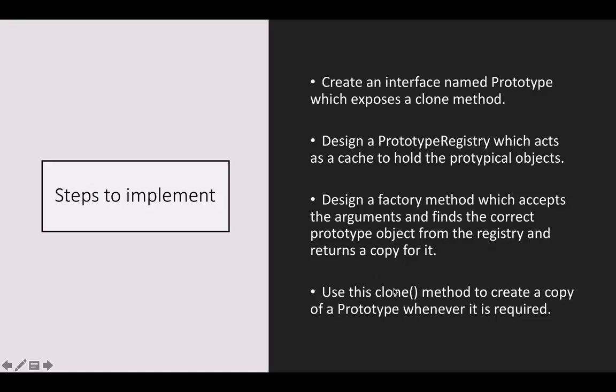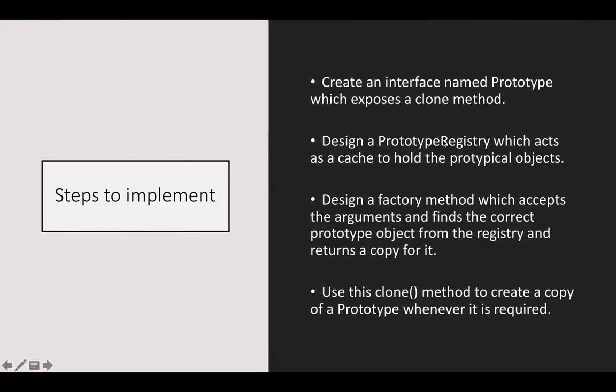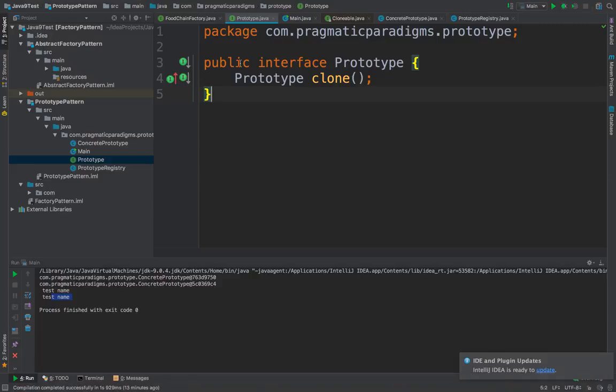And whenever we will need a clone for that prototype object, we'll call the clone method on the prototype registry to get the prototype. So let's code this. Here, as you can see, I have already declared an interface called prototype, which has a clone method which returns a prototype instance. The next thing we need to implement is a prototype registry, which acts as a cache to hold the prototypical objects. Let's go to the prototype registry.